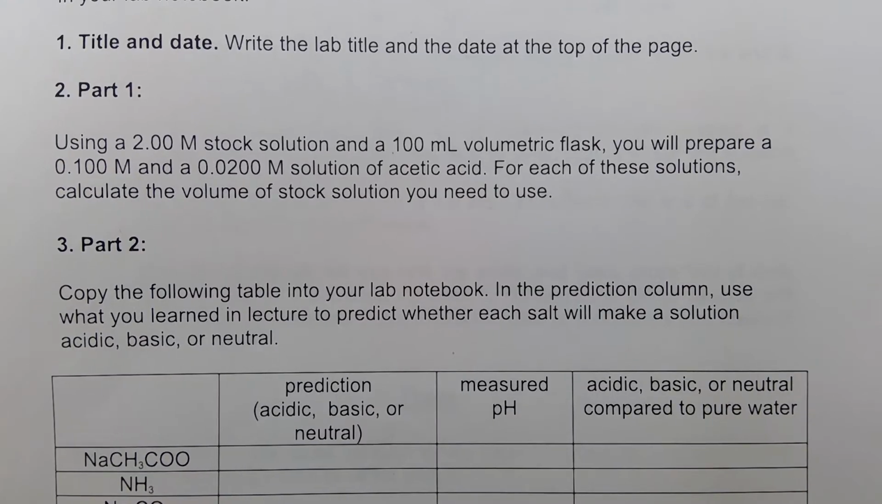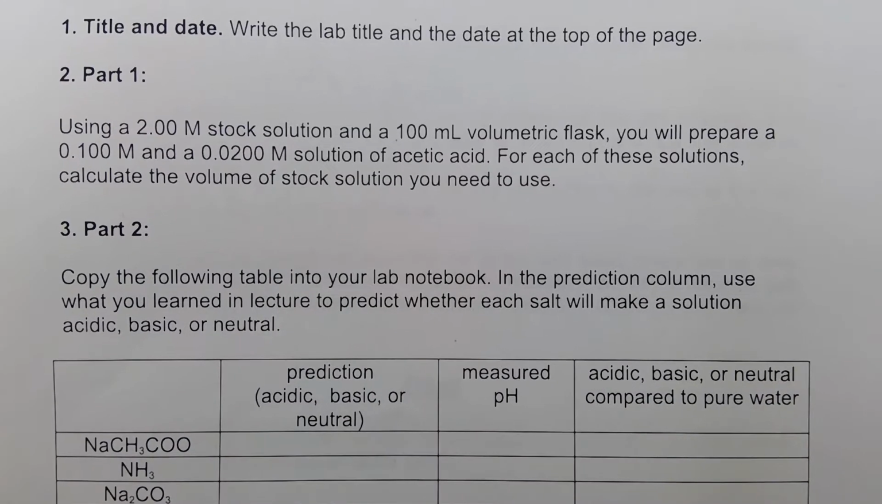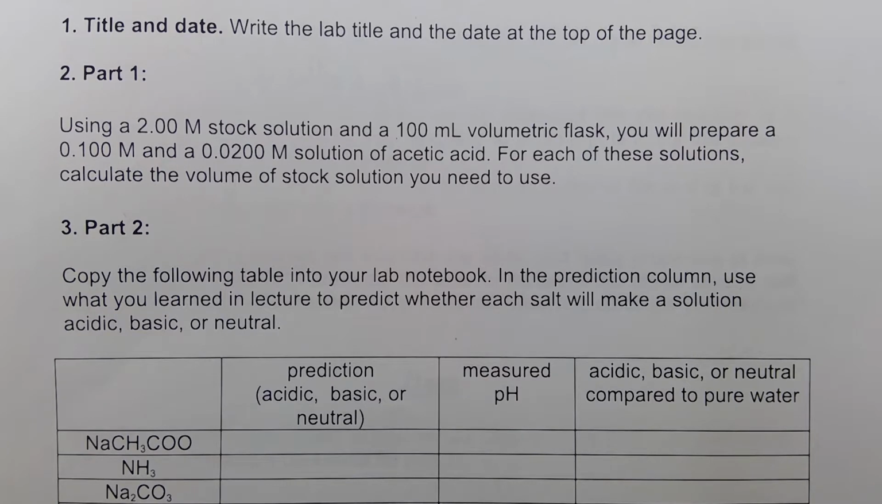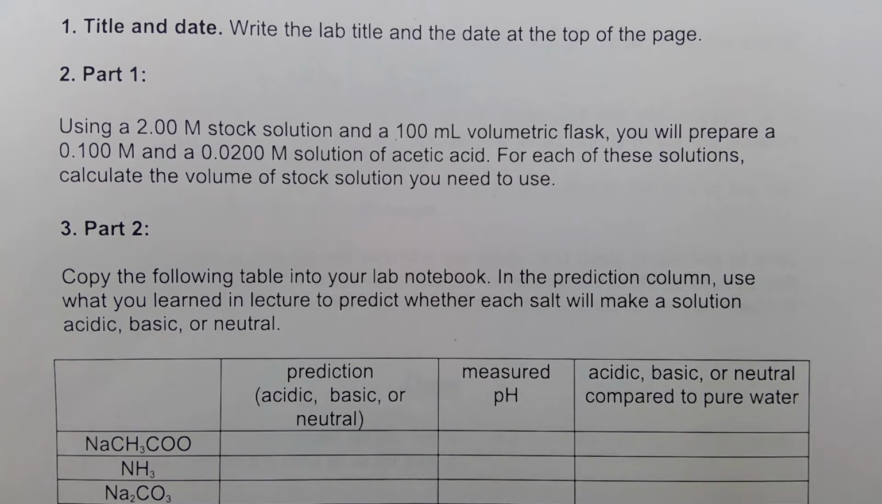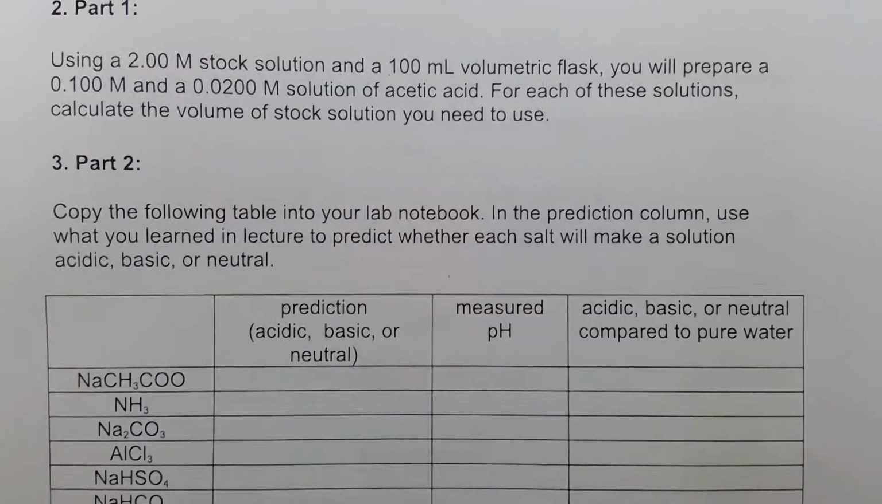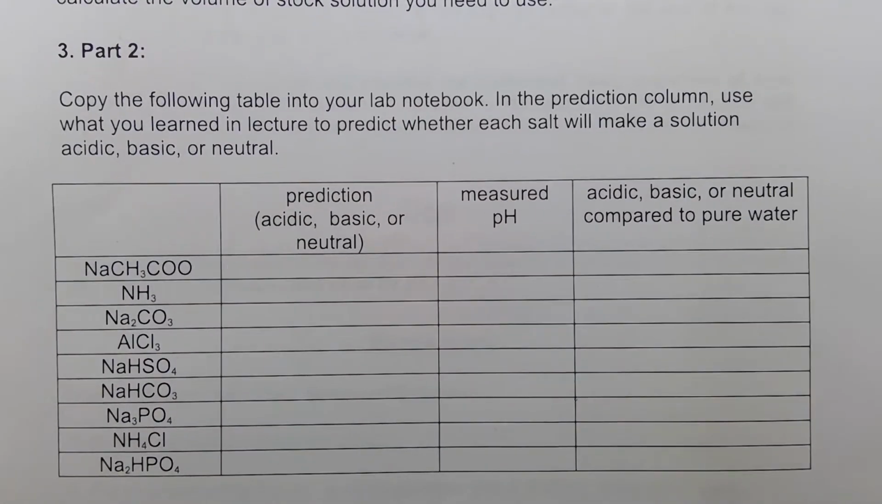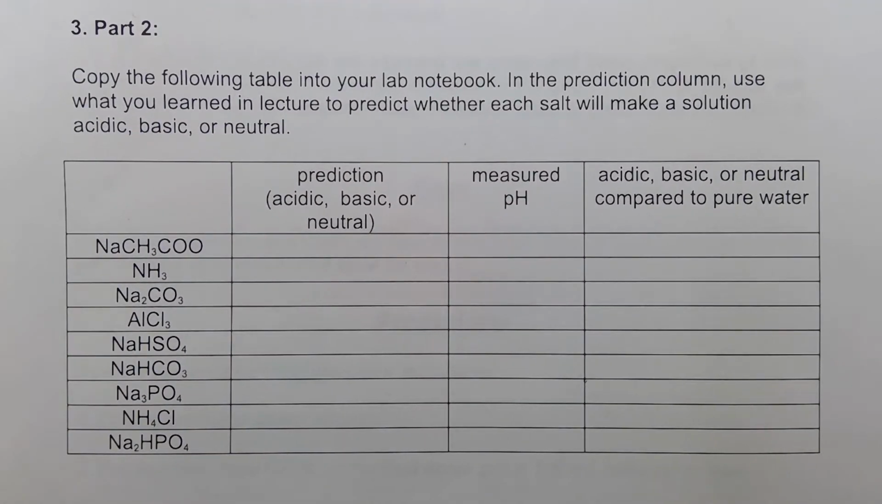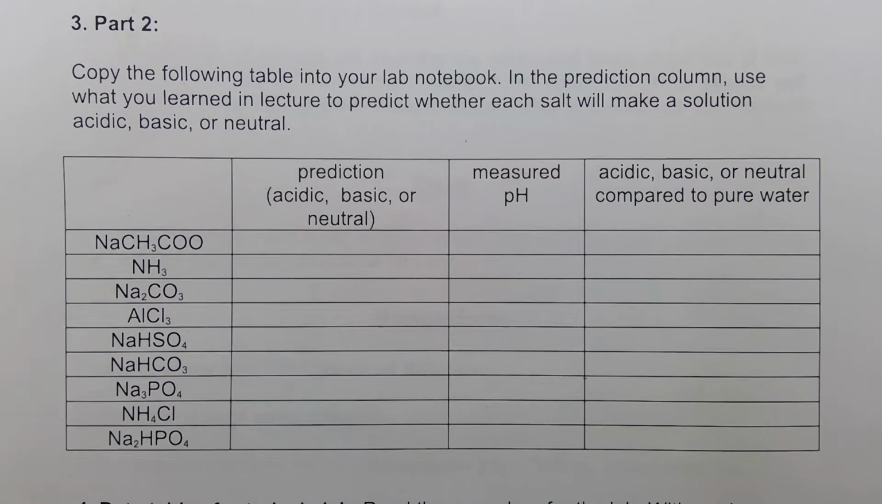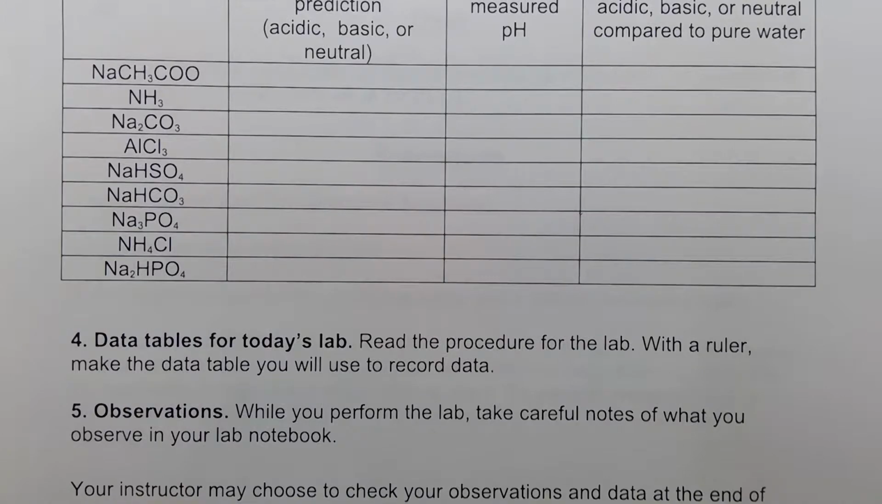So in part 1, you'll calculate the volume of the stock solution that you'll need to make 0.100 molar and 0.0200 molar acetic acid solutions. And then in part 2, you'll just be making predictions on if you think these salt solutions are acidic, basic, or neutral. And then we'll be measuring the pH as well.